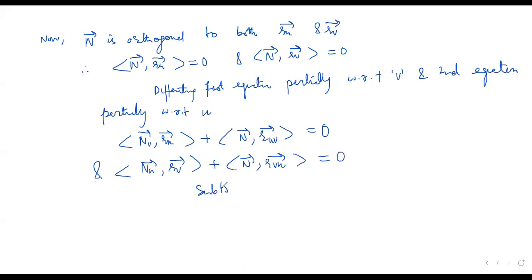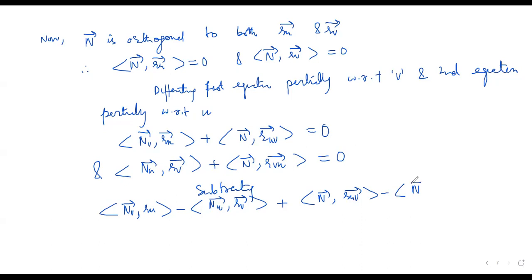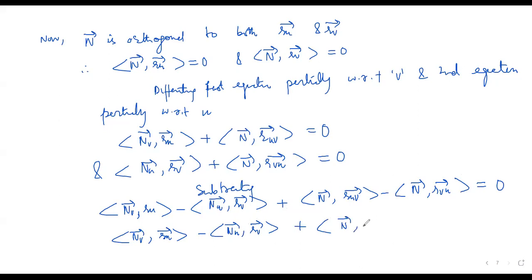Now subtracting, you will get n_v · r_u minus n_u · r_v plus n · r_uv minus n · r_vu is equal to 0. Okay. Now using the properties of the inner product, this would be n_v · r_u. Did I do that right? Using the properties of the inner product, here it is not exactly a dot product, but you know, in functionals you do it like this, but that applies to.